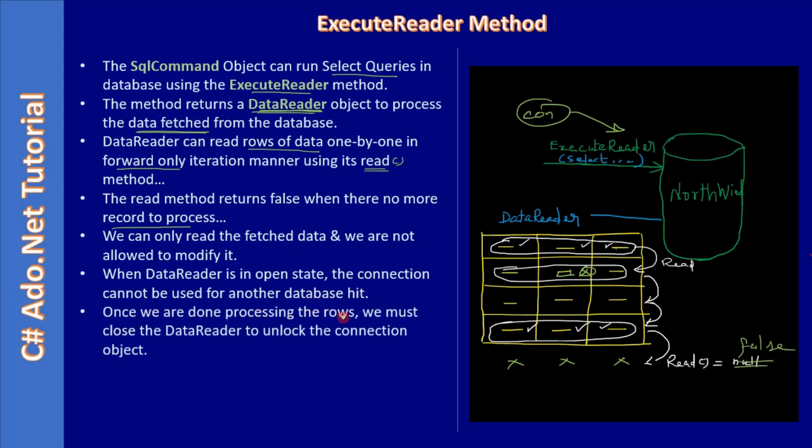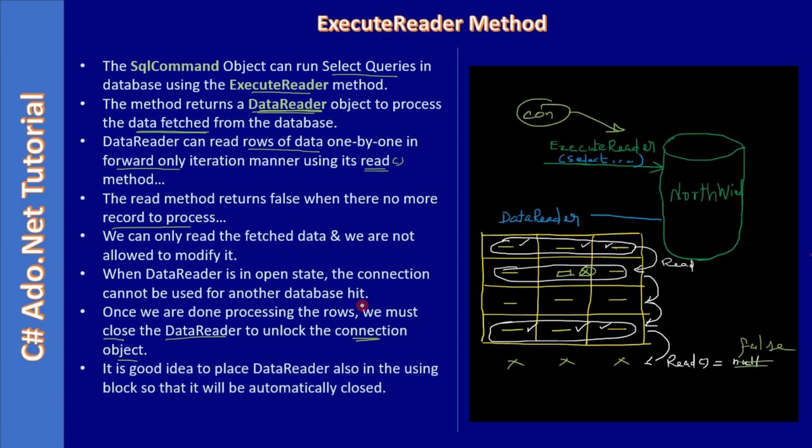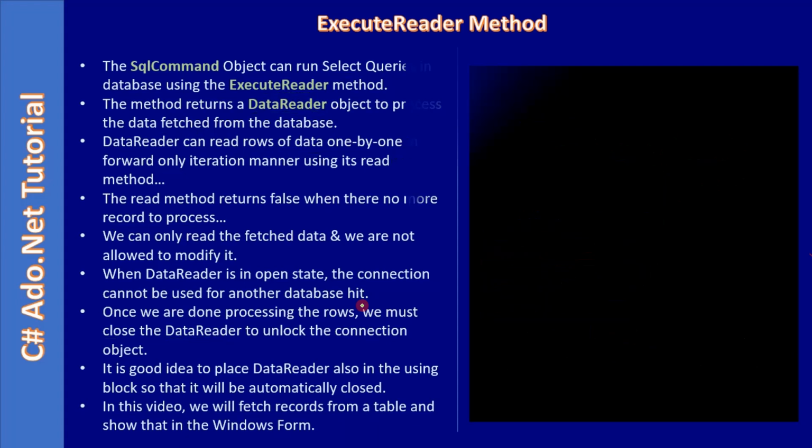Once we are done processing the rows, we must close the DataReader to unlock the connection object. Once you close the DataReader, you are releasing the connection so that on the same connection you can execute some other queries. It's a good idea to place the DataReader also in a using block so that it will be automatically closed after use. In this video, we will fetch records from a table and show that in the Windows form.